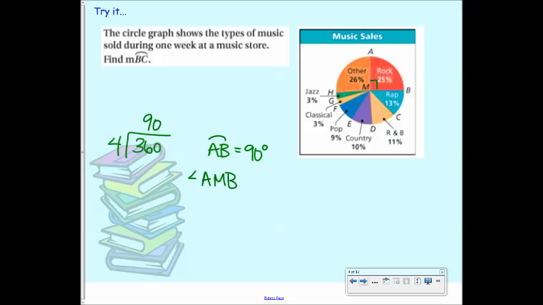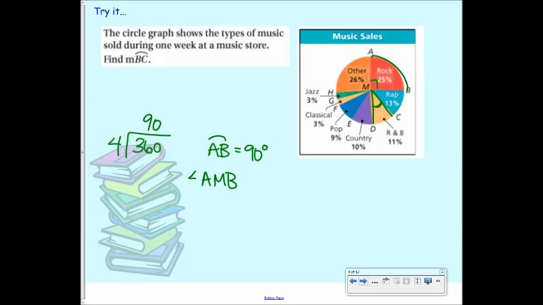Arc AB goes with angle AMB. Does that make sense? AMB is the central angle. AB is the arc that goes with it because it connects the two sides of that angle. So for instance, if I'm talking about the angle DMC, what arc would go with DMC? DC. Yep, DC would go with DMC because that's the arc that connects the two sides of this angle.